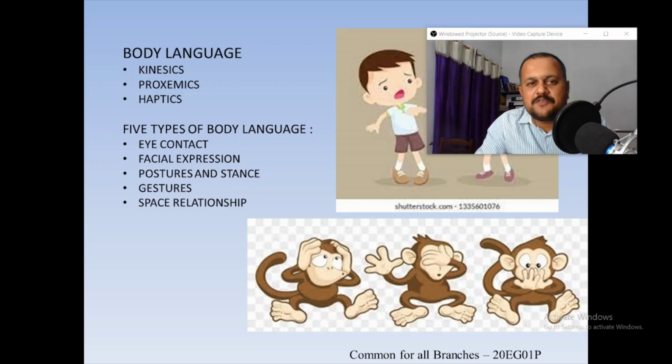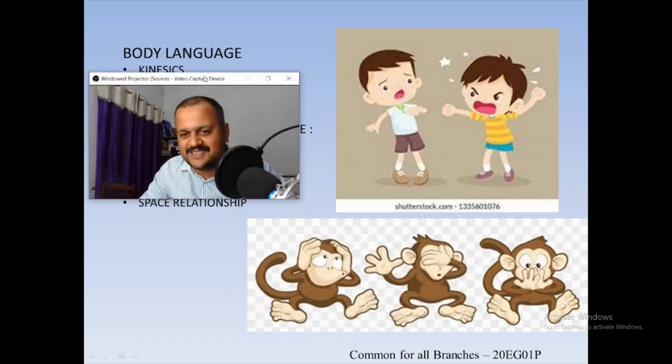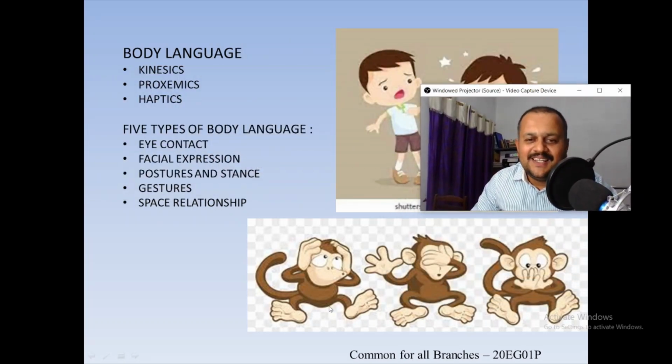So there are 5 types of body language: eye contact, facial expressions, postures and stance, gestures, space relationships. In the next few slides we are going to talk about these 5 different types of body languages. Here there are 2 funny pictures that explain the different facial expressions. These 3 monkeys may mean different to you if you are a Gandhi follower, but here in body language, it may mean differently.